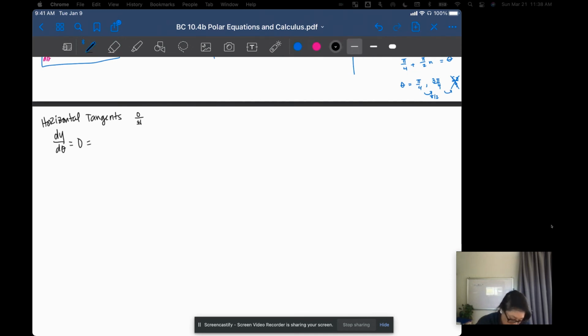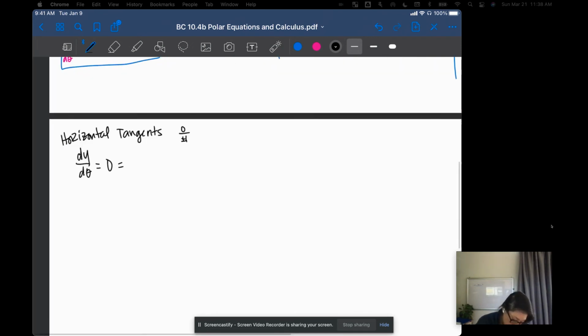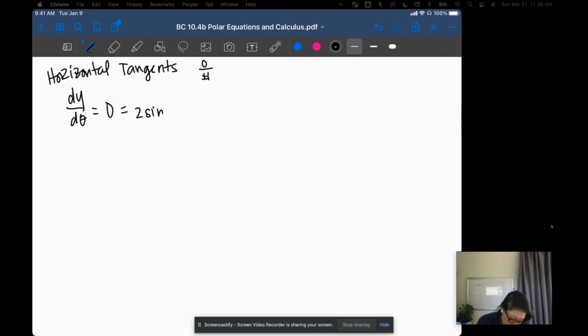Okay, and from above we know that dy d theta is equal to 2 sine theta cosine theta, or from the rule, the numerator is 2 sine theta cosine theta. I remember from pre-calc that 2 sine theta cosine theta is a double angle, that equals sine of 2 theta. So inverse sine of 0 is equal to 2 theta.